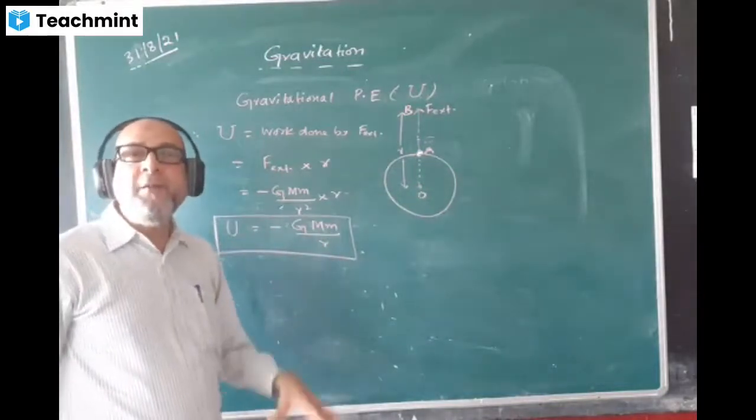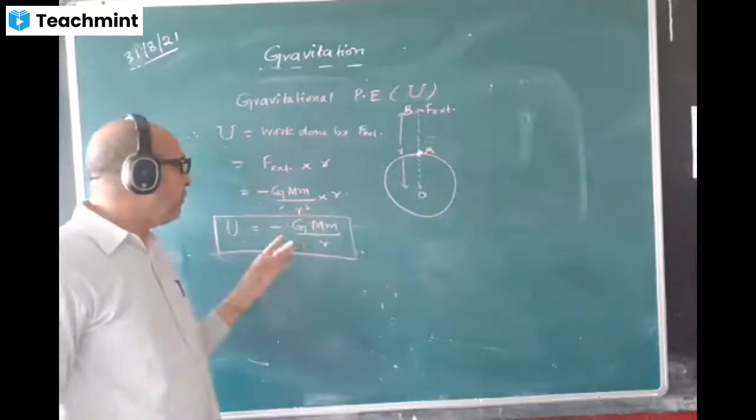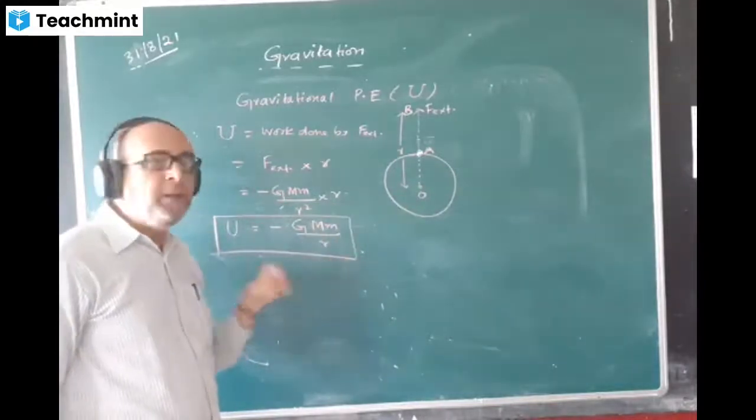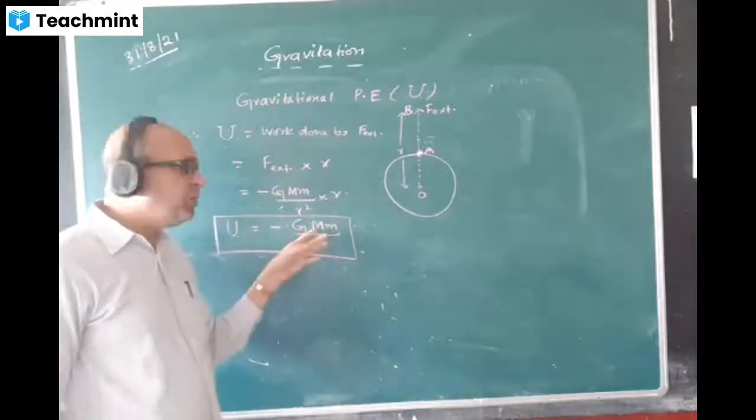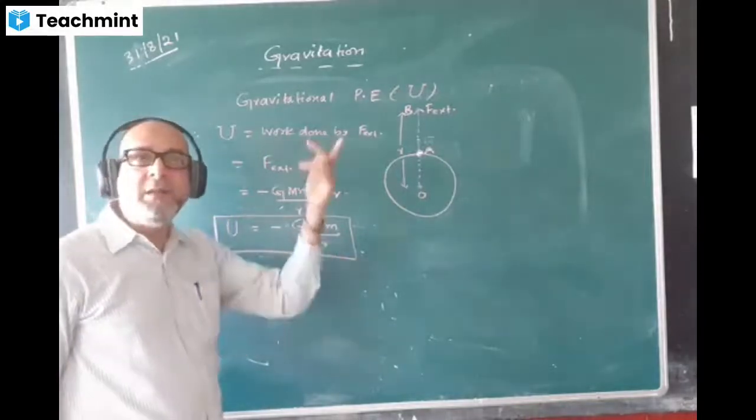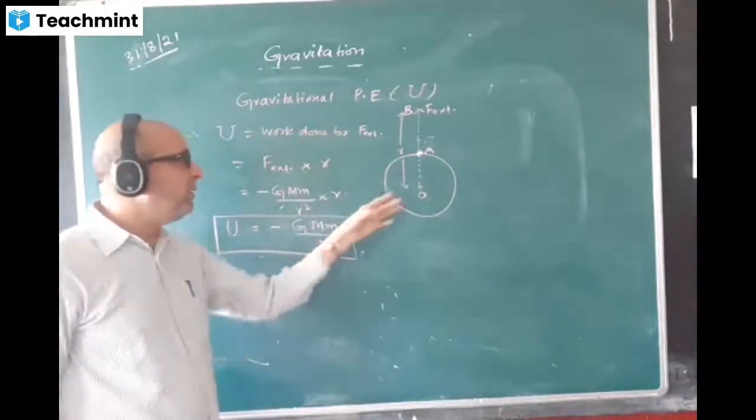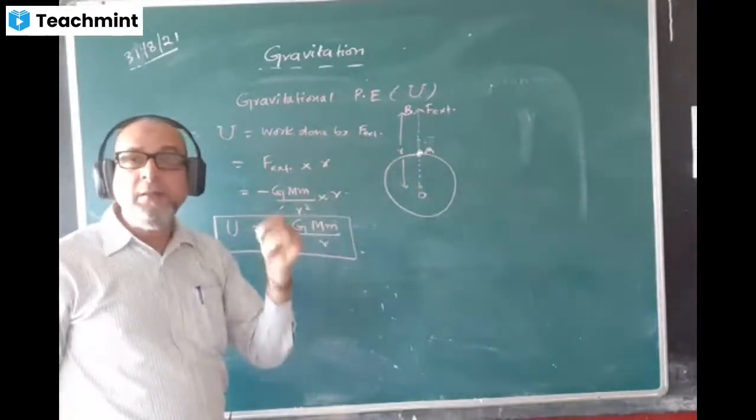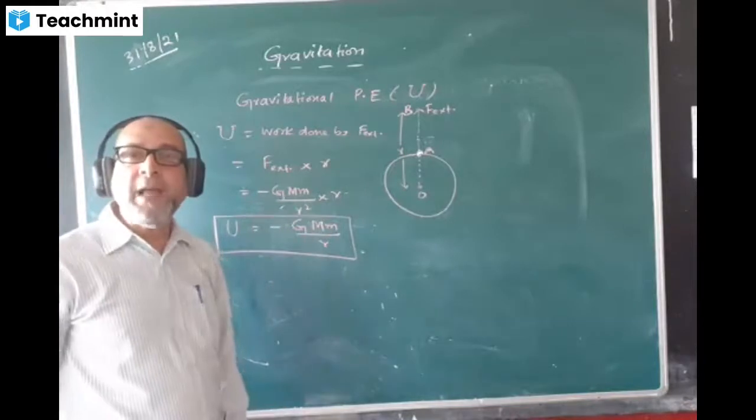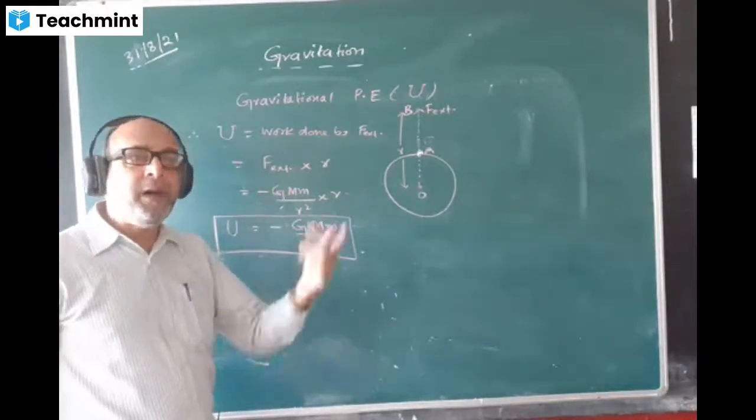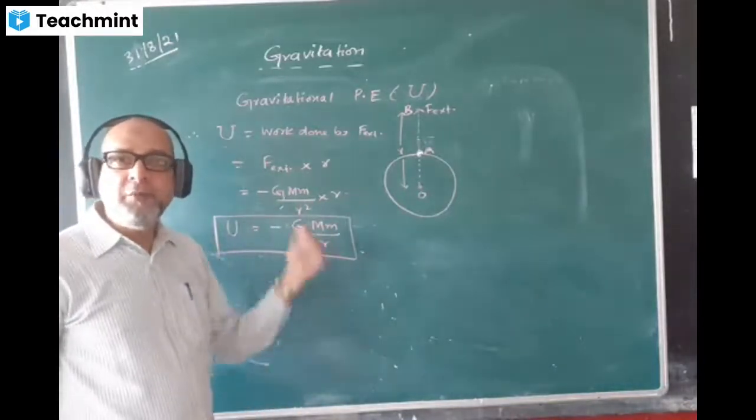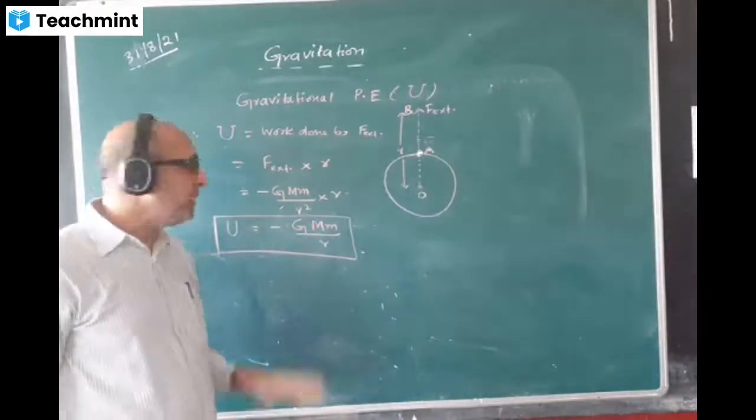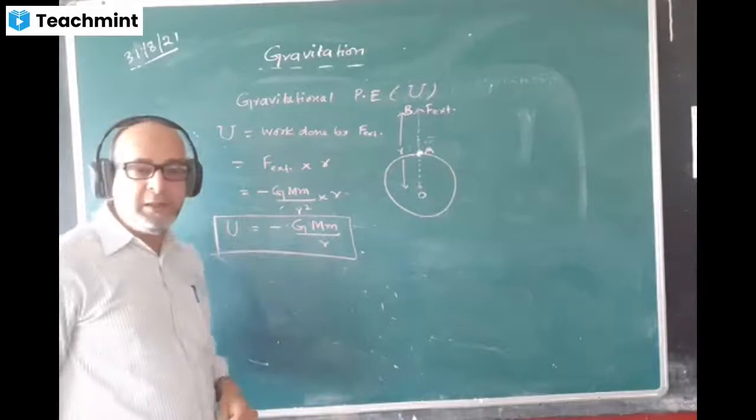But it will differ from planet to planet. This is applicable for Earth because I'm taking the mass of the Earth. But if you are on Jupiter, you take the mass of Jupiter, small m is the mass of that body, and small r will be the distance of the point from the center of that planet, maybe Jupiter, maybe Mars, whatever. From there we have to take. This one we can generalize for the other planets also. So this is the formula of gravitational potential energy.